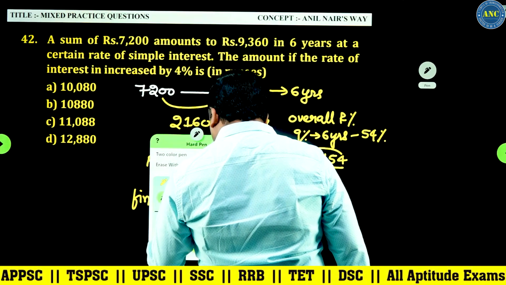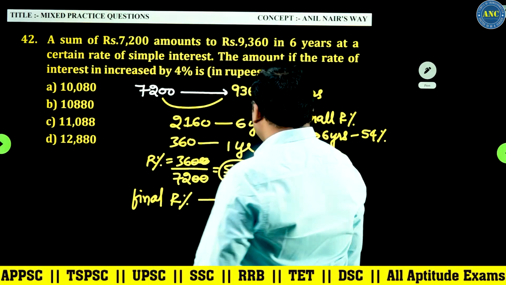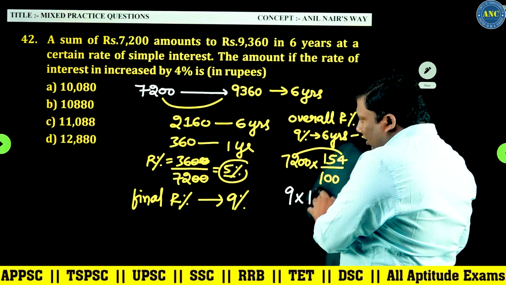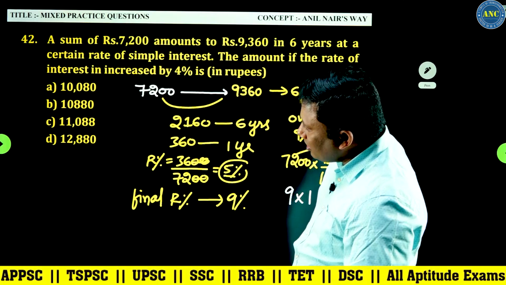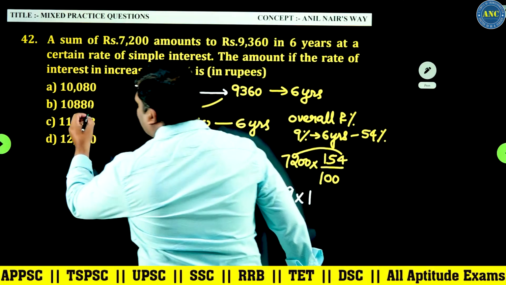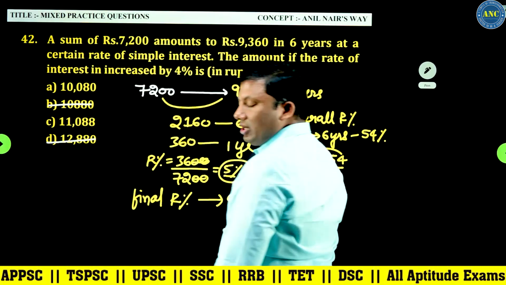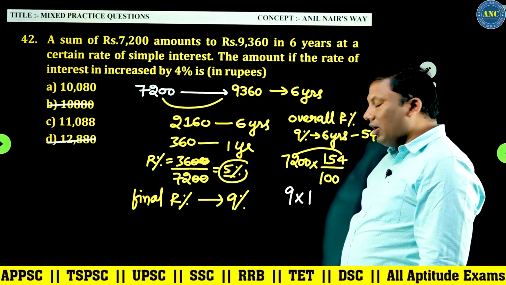Then use the concept of digital sum. 7,200 has digital sum 9. 9 into 1, 9 ones are 9. The answer should have a digital sum of 9. These are not 9, these are not 9. Are you all with me?